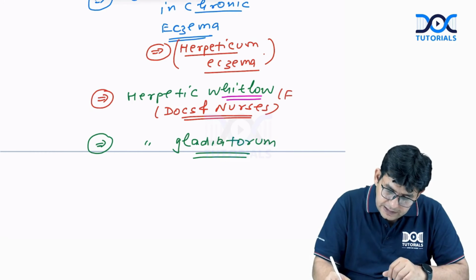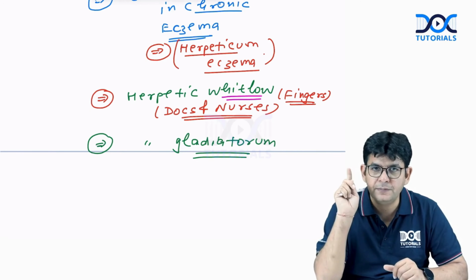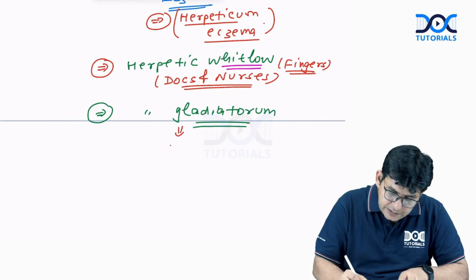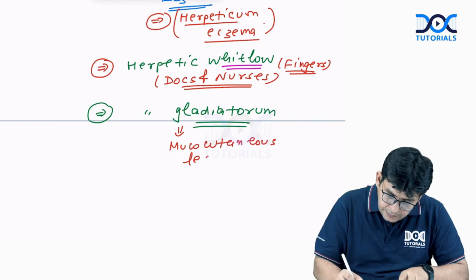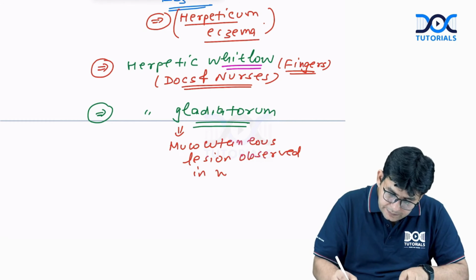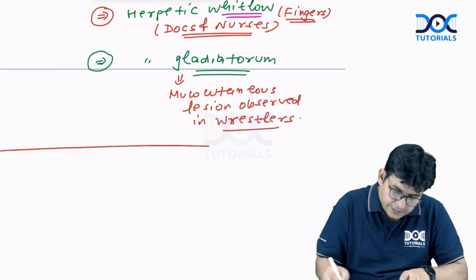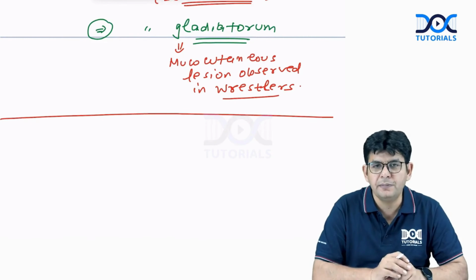So what is involved in that? The fingers of these doctors and nurses. Important: never touch a herpes patient without gloves, and if you do so, a recurrent lesion might happen to you. Herpes gladiatorum is a mucocutaneous lesion observed in wrestlers, and you can remember it by gladiator, wrestlers. So this is the cutaneous involvement, guys, which you need to remember.